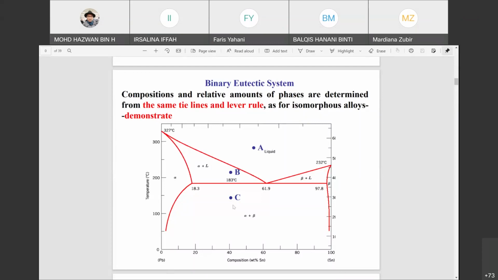So dia bukan 100%, dia memang solid lah, but it is actually a mixture of solid, alpha and beta. Not the same as isomorphous, because I told you for isomorphous, when it becomes alloys, solid tu dia akan jadi satu saja. But for eutectic system, when it solidifies, it forms two solid grains together. So sebab tu untuk point C tu walaupun dia dalam solid, tapi dia solid alpha plus beta. So berapa? What is actually the composition of alpha and beta?